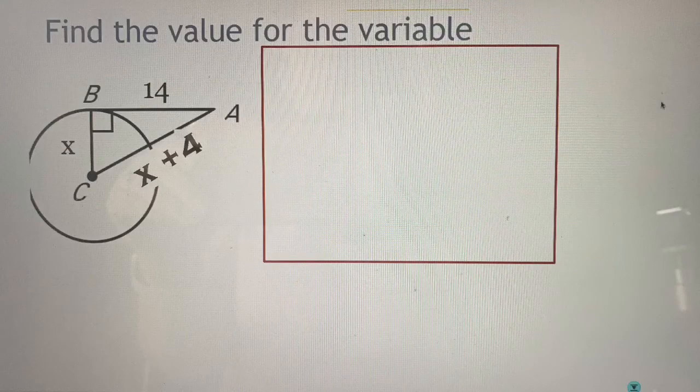Okay, this time you try this one on your own. Pause the video, and when you're done, you can restart it.